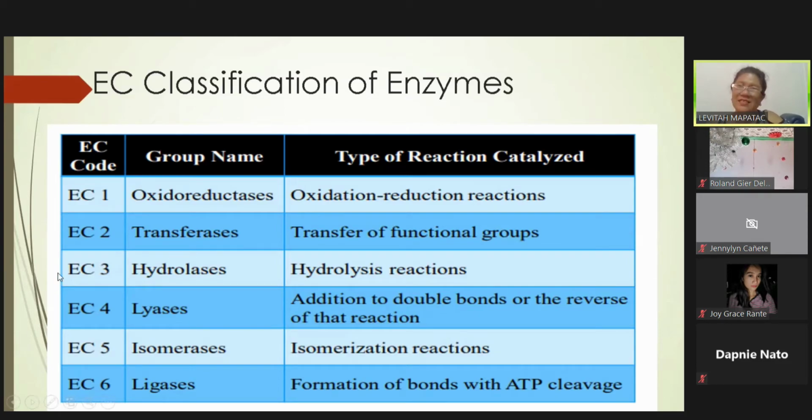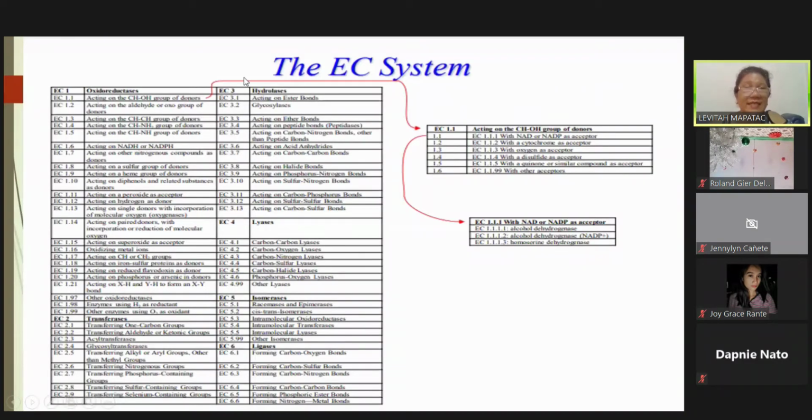So memorize. It's easy to memorize. Thanks to the EC community, they made it easy. Okay, so that is the 6 classifications of an enzyme. This is the system. I only showed it, but we will not have it here. This is hydrolysis, this is lyases, this is isomerases, this is ligases.